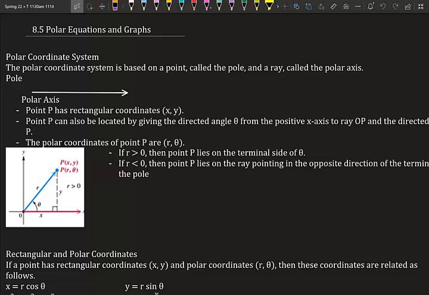Alright, so polar coordinate system. The polar coordinate system is based on a point called the pole and a ray called the polar axis. So that's what a pole looks like. It's just a ray. Polar axis.